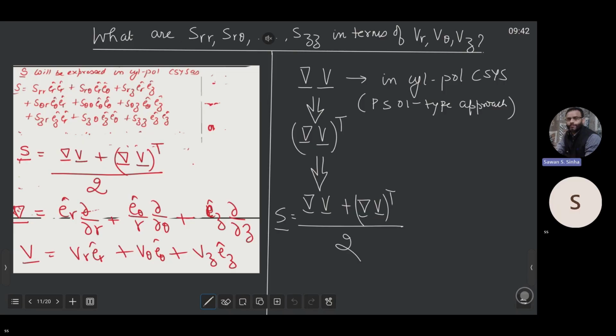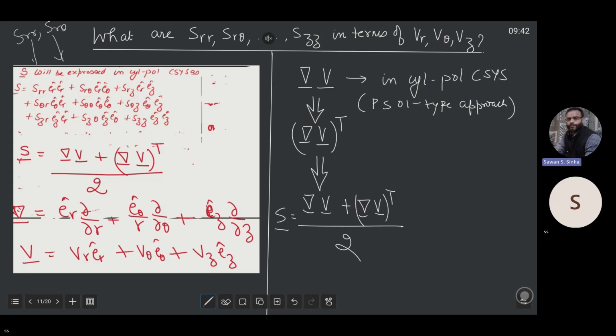I have the full expression here. Now this representation is just using SRR, SR theta. It's very symbolic. But if I insist on finding what these actually are, I mean, what is SR, what is SR theta, in terms of what? In terms of velocity field, I should be able to write. That will require some derivation.